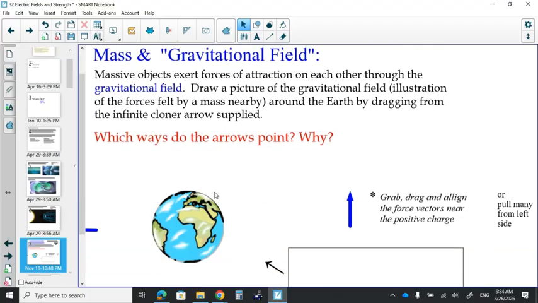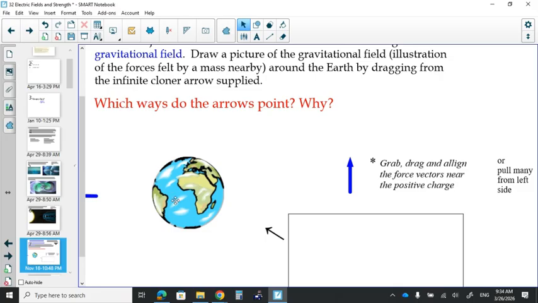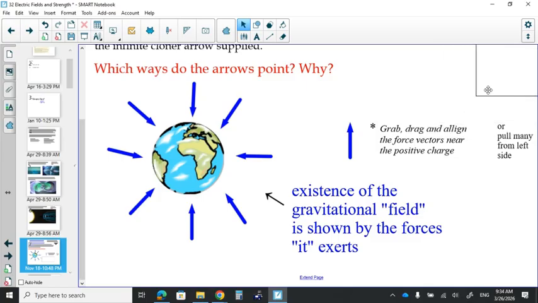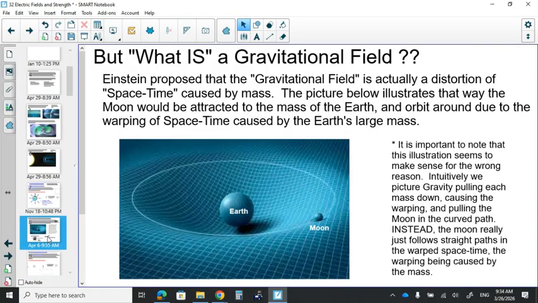Anyways, so look, you have a mass, right? Well, what direction is the gravitational force? It's towards the center all the time here, right? So you can place a bunch of arrows one by one, or I just have it ready to go here, right? So the existence of a gravitational field is shown by those forces. What is that gravitational field?